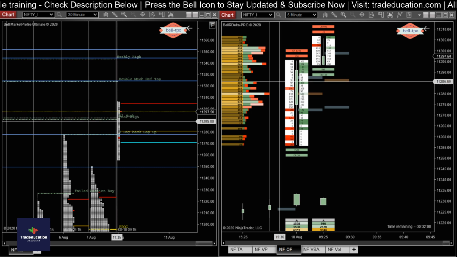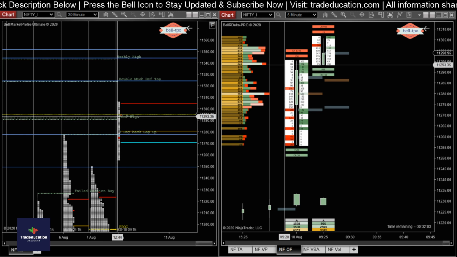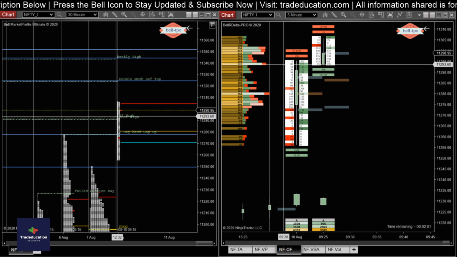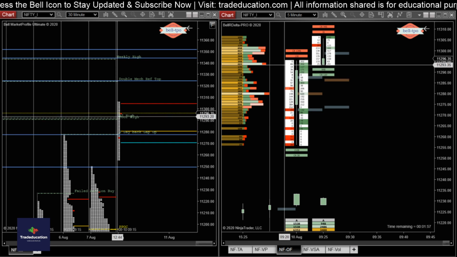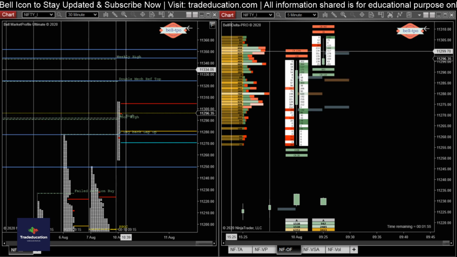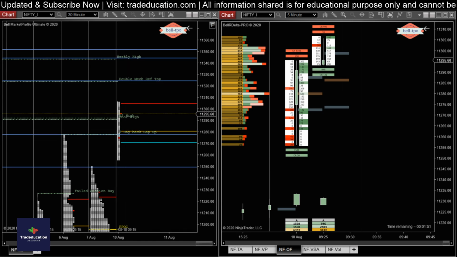So this zone and this zone are the buying opportunity zones. Okay. So these can be good pullback levels wherein you can again keep your stop loss around the VWAP and target maybe today's high or this double mechanical reference.